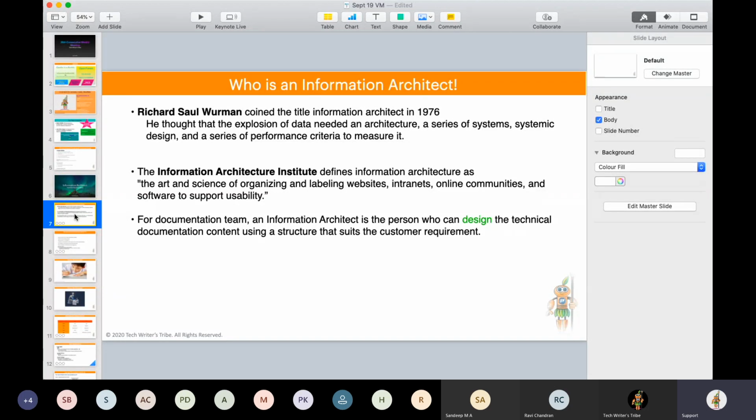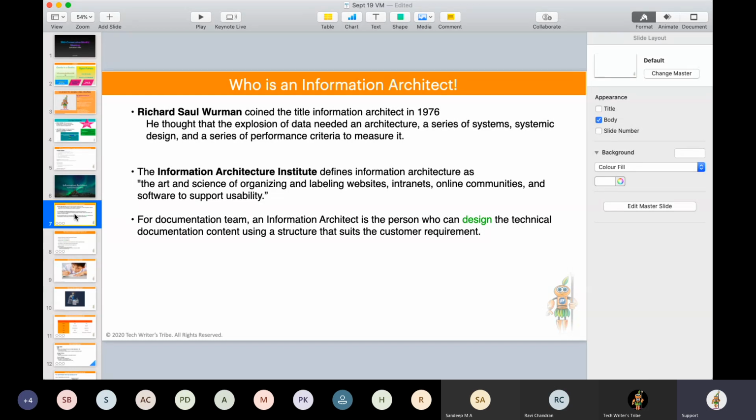This term came into existence in 1976. There was a person called Richard Saul Bowman. He coined this term. The work he was doing, he thought at that point of time, 1976, and this is 2020, how many years is it? 44 years. My God, that's like a lifetime.